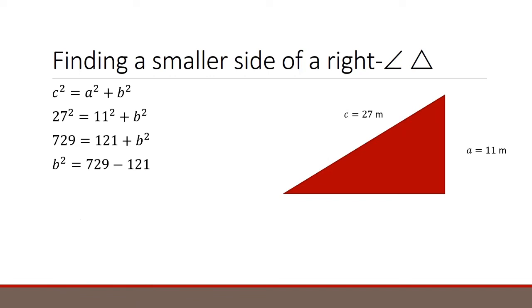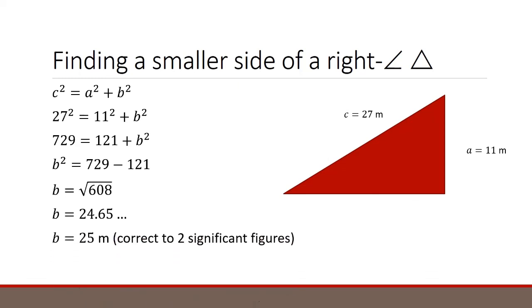So b squared equals 729 minus 121. Just check that you can do that yourself. To find b squared, we need to subtract: 729 minus 121 is 608. To find b, we take the square root. Square root of 608 is 24.65. And rounded to two significant figures, we have b equals 25 metres. And so we've found the smaller side of a right-angled triangle using Pythagoras theorem.